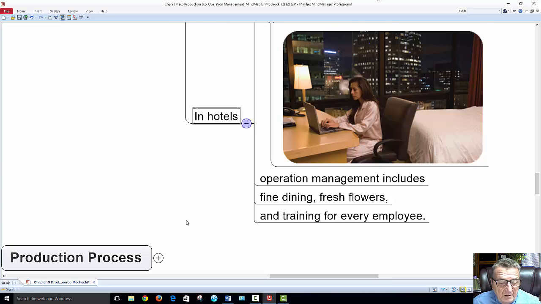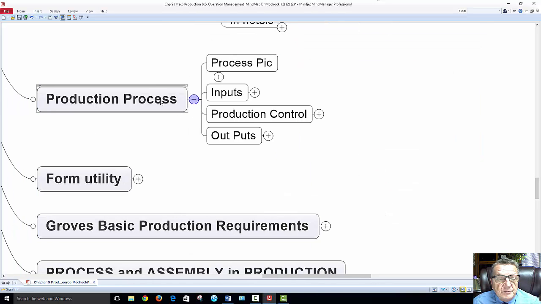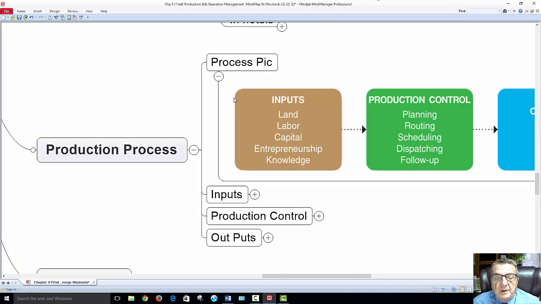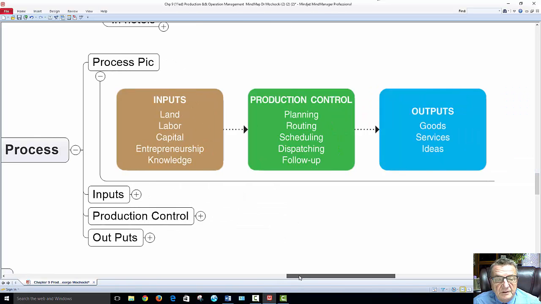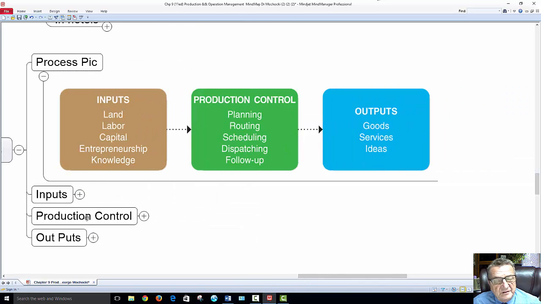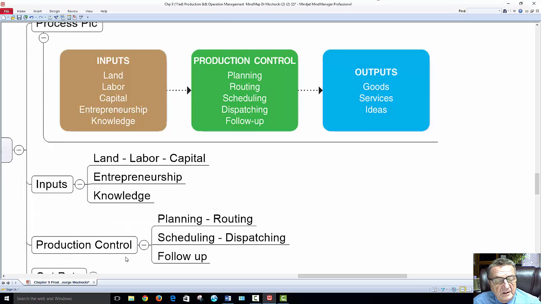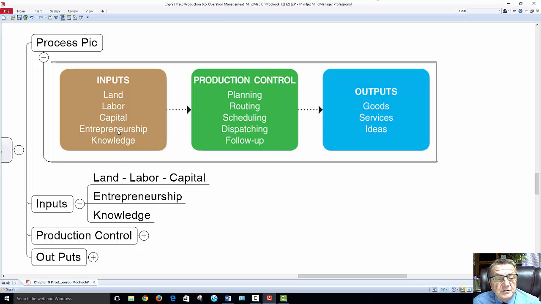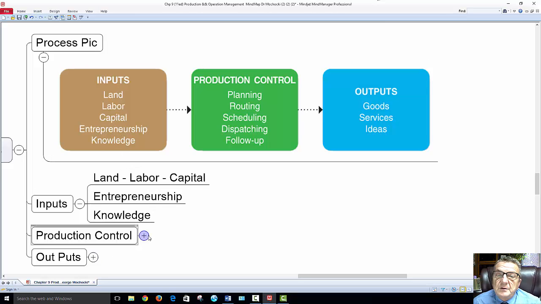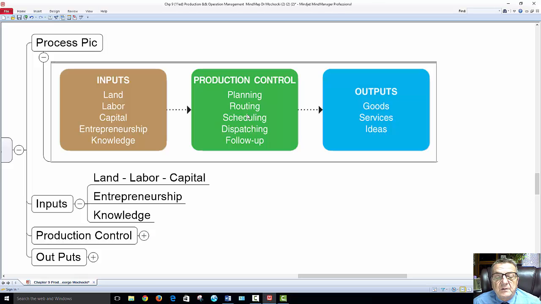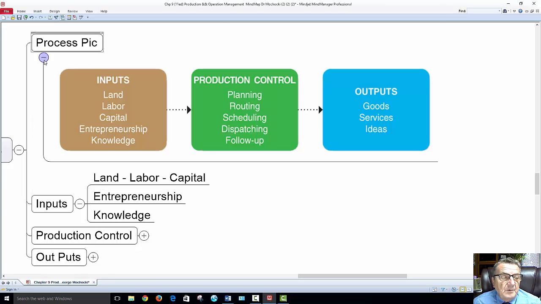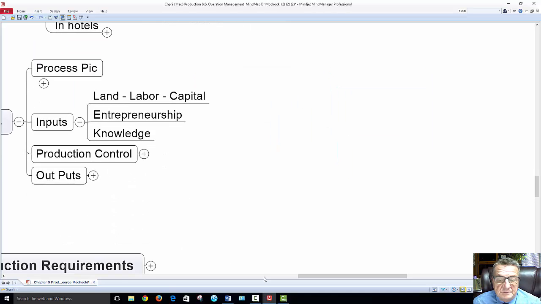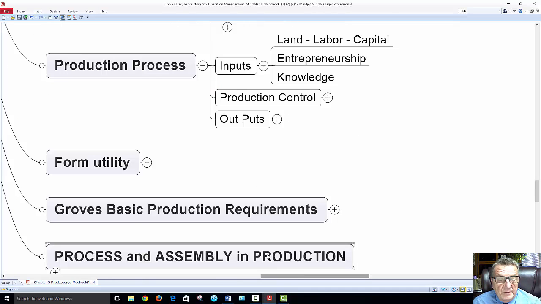Okay. Now we're looking at the production process. So here are our inputs. Remember we looked at this. The other one is just the same thing in the concept maps. If you have that, I'll leave them all because you could now see how you got inputs: land, labor, entrepreneurship, and knowledge. You could write the other ones on there to get you going. But here it is: planning, routing, scheduling, dispatching, and follow up. And remember, you can always stop it, rewind it, go forward and backwards.